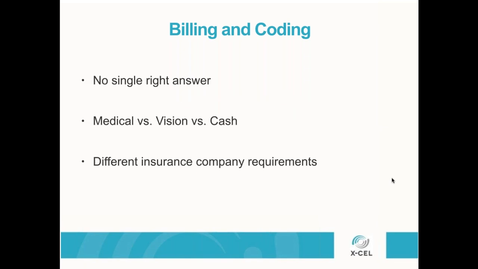With billing and coding, there really is no single right answer when it comes to billing for scleral contacts. We're still learning a lot about it. There's kind of three ways to look at it: medical, vision, and cash. Two of them are pretty straightforward. Cash and vision have become very streamlined, I feel like, now, and we'll go over those in detail. Medical is still a bit of a crapshoot, and there's some things you can do to increase your odds, but for the most part, you can anticipate not usually being paid all that well through medical, and if you have to bill it, then there's a few ways you can try to recoup some of that money, and we'll talk about that a little bit toward the end here as well.